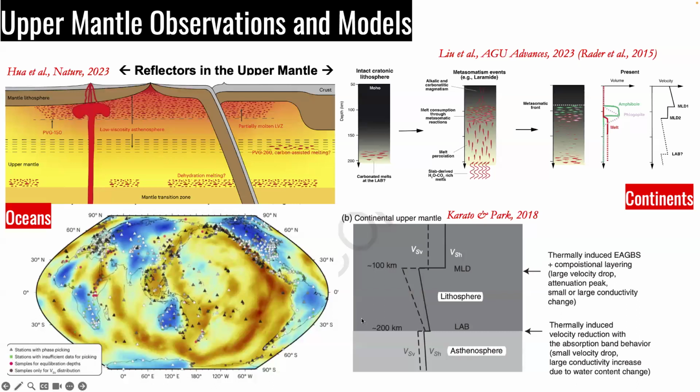In this slide, we see global observations of upper mantle layering that have inspired three major explanatory models. On the left is the model of melting to explain the top and bottom boundary of oceanic low velocity layers. On the top right is the metasomatism model, and below is the attenuation model, both of which explain discontinuities within the stable and old lithosphere.